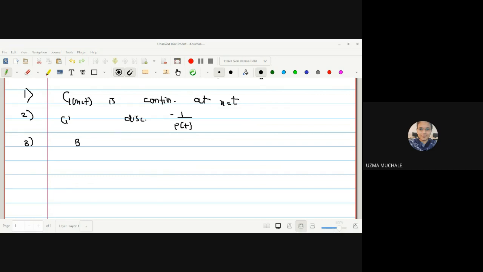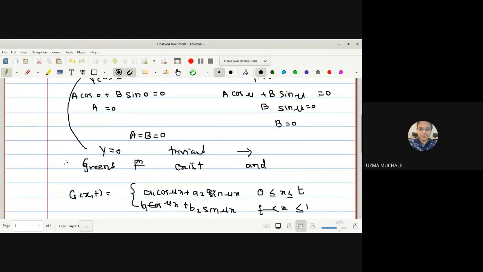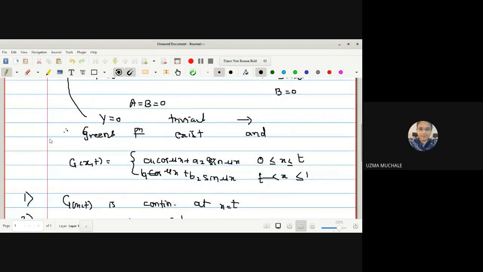What do you mean by g of x, t is continuous at x equal to t? If you remember, we have seen how to find out the continuity. Suppose I want to find out the continuity of a function at x equal to a. We check the continuity from the left hand side as well as from the right hand side. If both are equal, then we say that the function f of x or g of x is continuous at x equal to a. So here also, if you want to check the continuity of a function at x equal to t, we check that these two are equal, because the interval is divided into two parts, 0 to t and t to 1. So here we have to check the continuity at x equal to t.